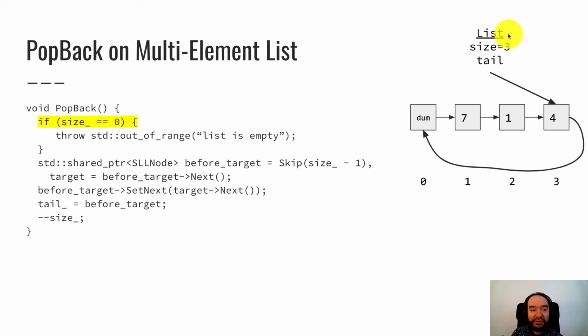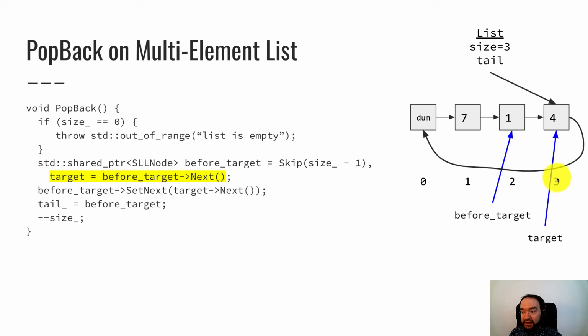Let's look at a couple examples. First, let's look at the common case of a multi-element list where there's 2 or more elements. We'll use our 3-element list here. First, we check if the size is 0. It's not, so we skip past that. Before target points at the index number 2, counting from the dummy, which would be node 1. Then target points at the next node of that, which is the last node containing 4.